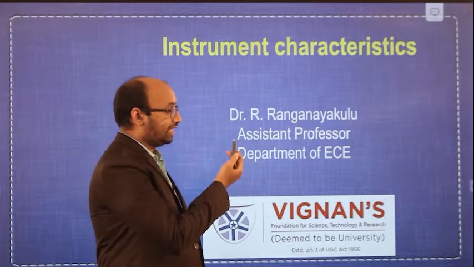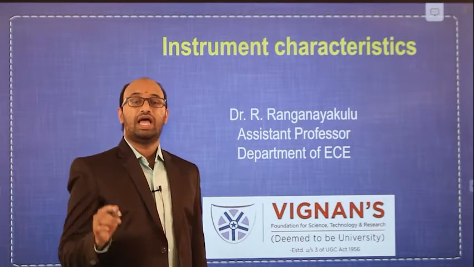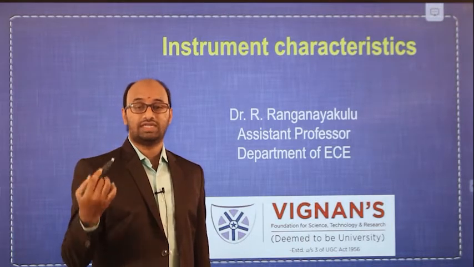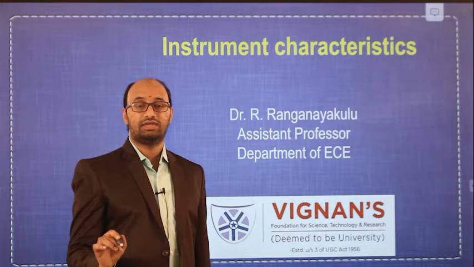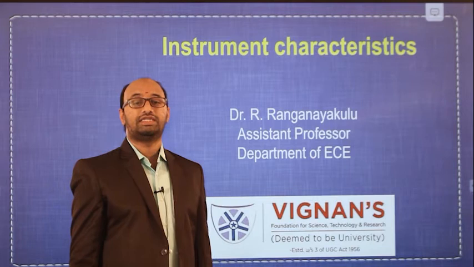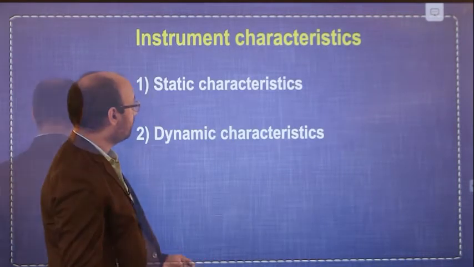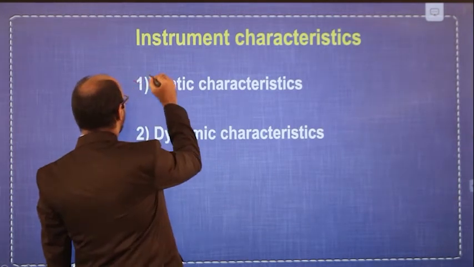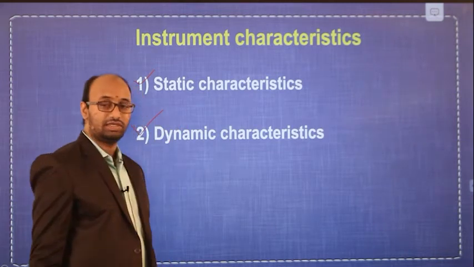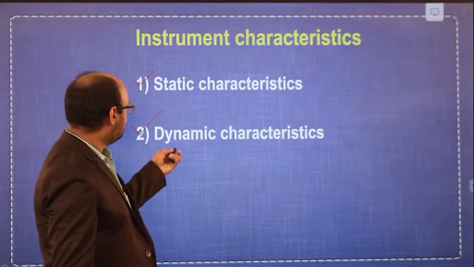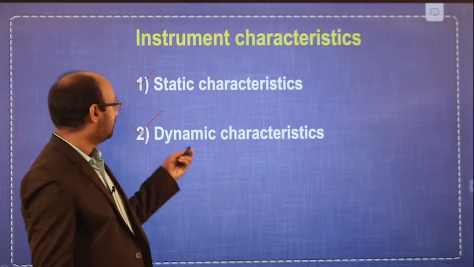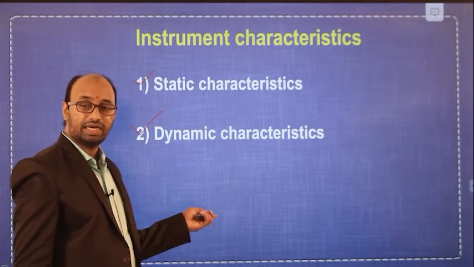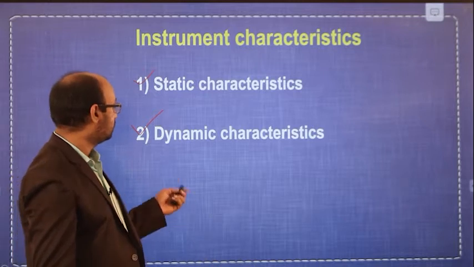As part of this characteristic with respect to instrumentation, every measuring instrument should possess certain characteristics. We will look into the details of each and every characteristic and how they are categorized. These characteristics are broadly classified into two: static characteristics and dynamic characteristics. As the name suggests, static means that which doesn't change with time, dynamic means that which changes with time. Let us go into the details of these two.